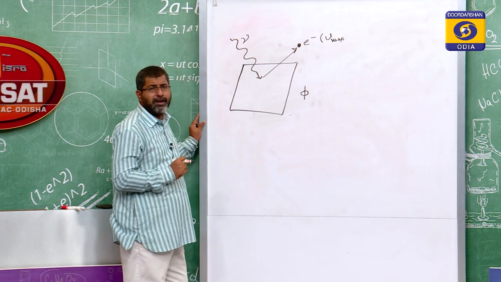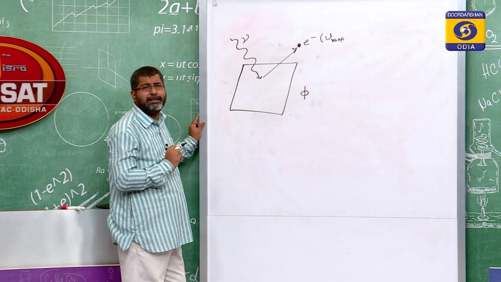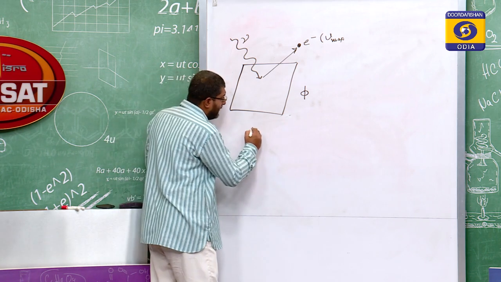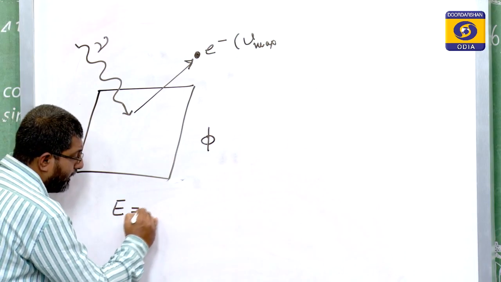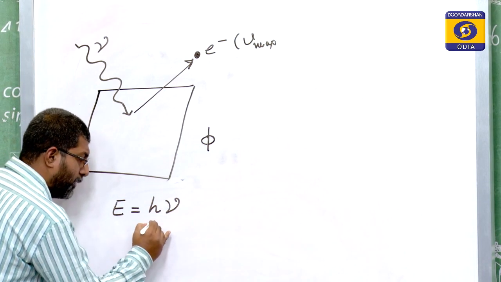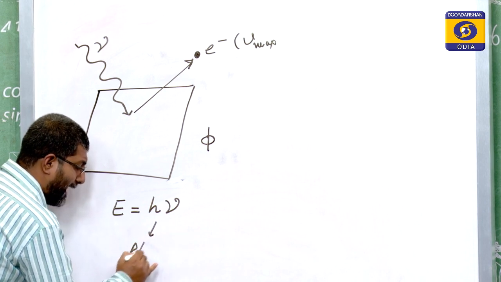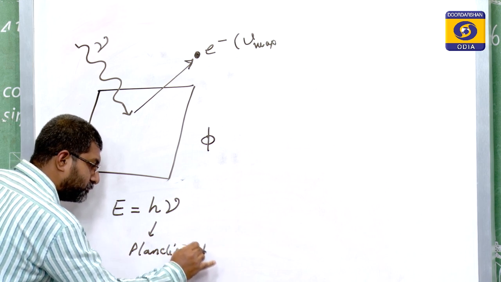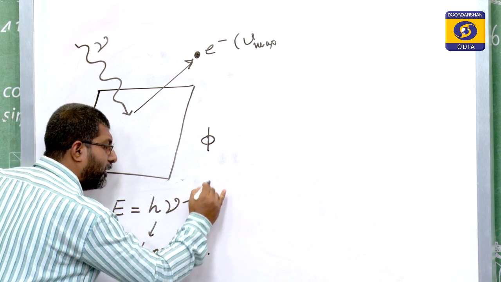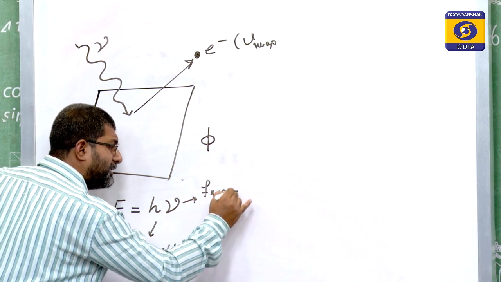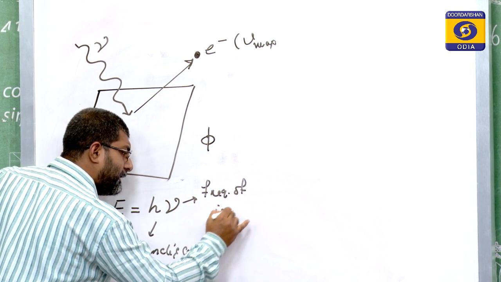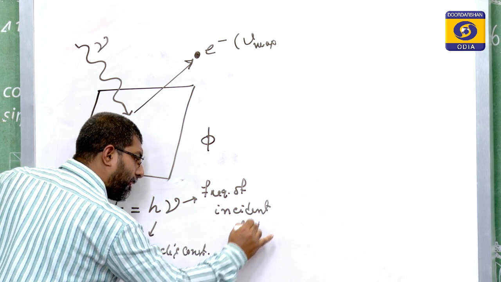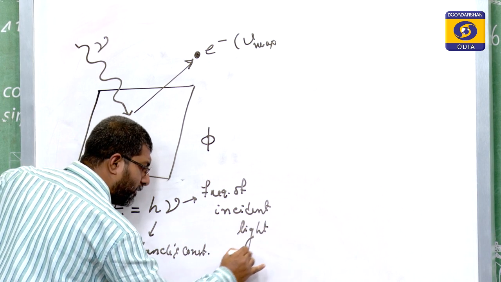As per Planck's quantum theory, this light radiation consists of photons, each of energy E equal to h nu, where h is Planck's constant and nu is the frequency of incident light or photon.